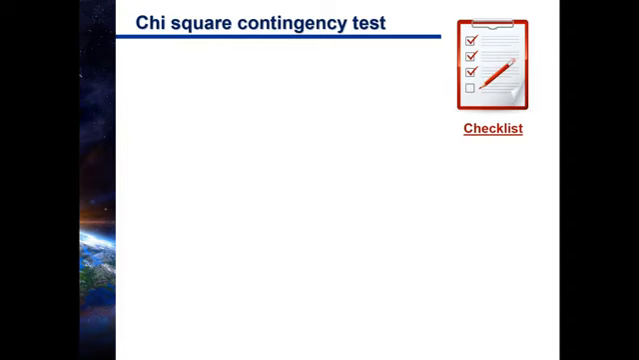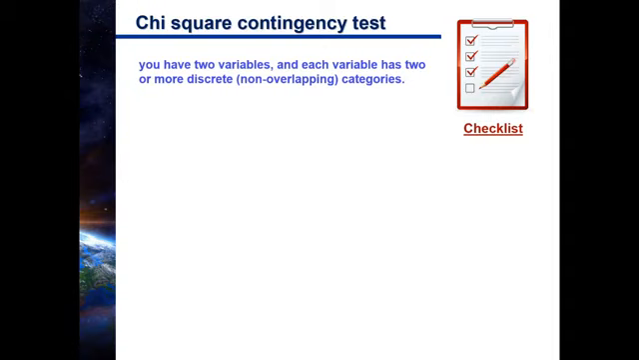Now it's time to talk about the chi-square contingency test. And we'll start with the checklist, just as we normally do. So the first thing on the checklist is that you have two variables, and each variable has two or more discrete, non-overlapping categories. So this is what distinguishes it from the goodness of fit test.